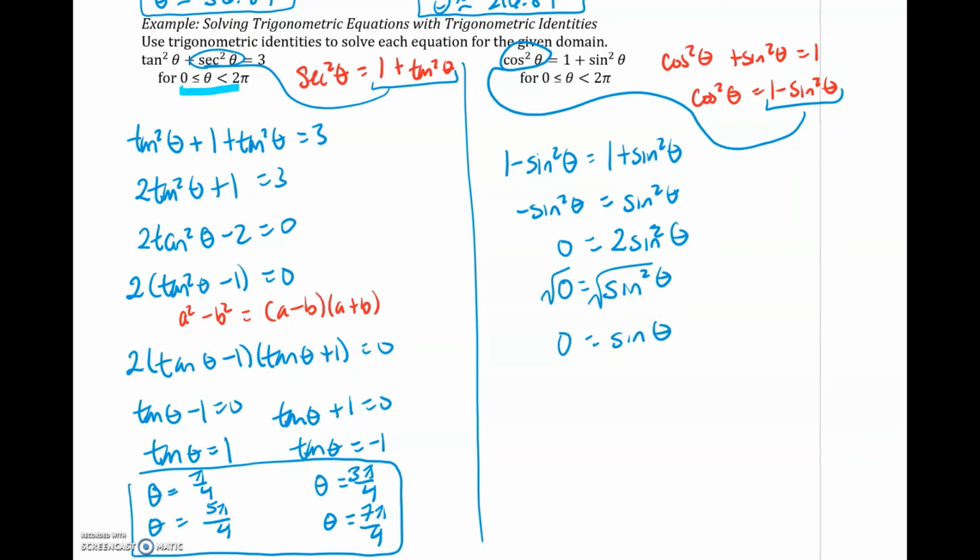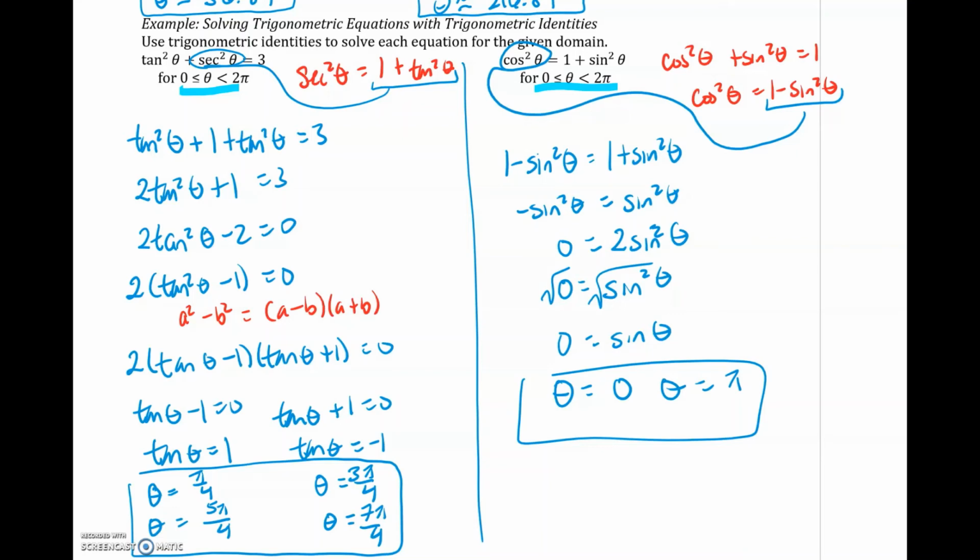So again, sine is y. Look at your unit circle. Keep in mind our domain. We're going from 0 to 2 pi. Where is y 0? Y is 0 in 2 locations. At 0 and pi. And again, I'm writing my answer in radians because the domain is given to me in radians. Okay?